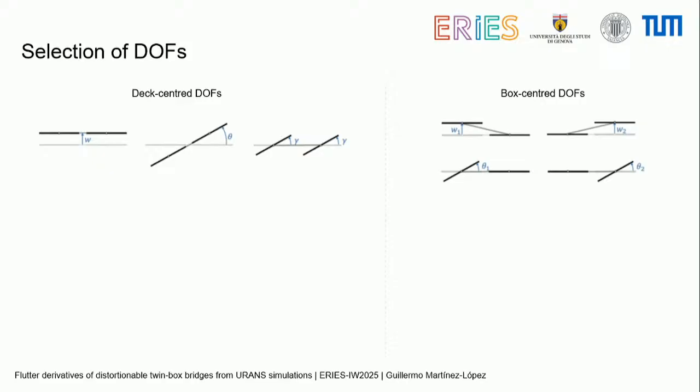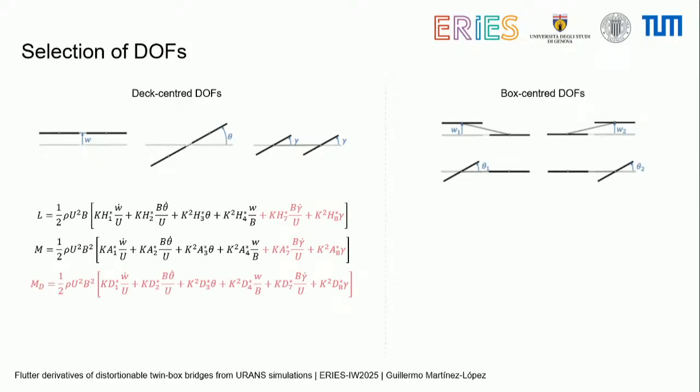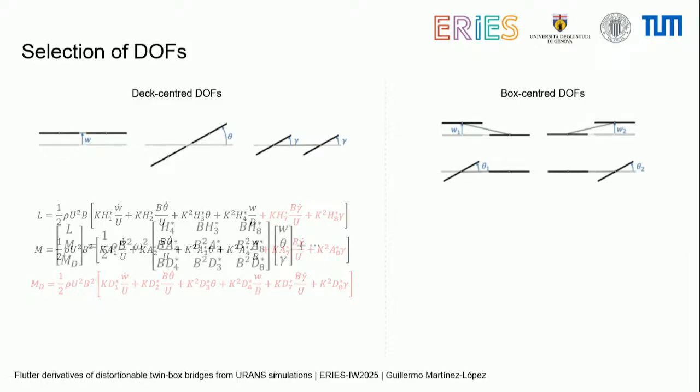The standard way will be to say, okay, we have the deck center degrees of freedom where we have the typical bending, typical torsion, and then we will have the distortion here. And the distortion comes with another set of derivatives. So we have extra derivatives associated with the distortion and the distortional moment. I will try to summarize all this. You all probably know these formulas, but I will put them in matrix form.